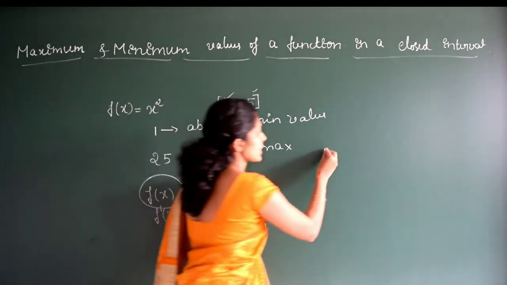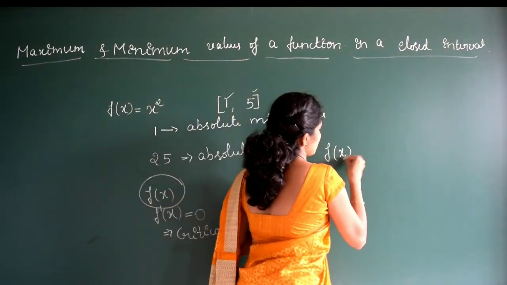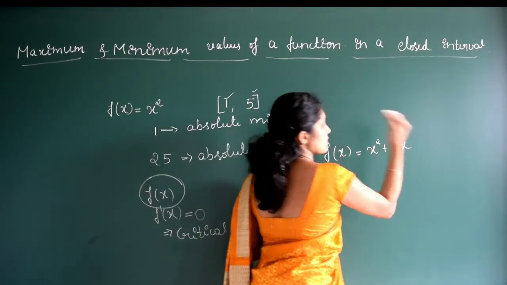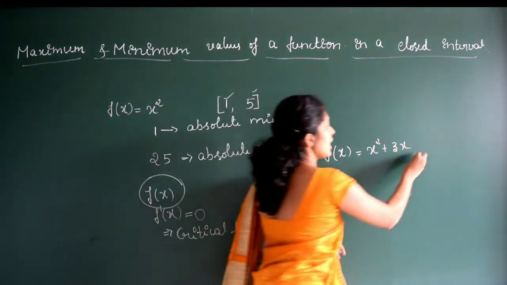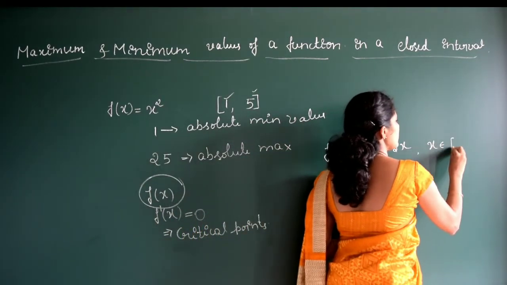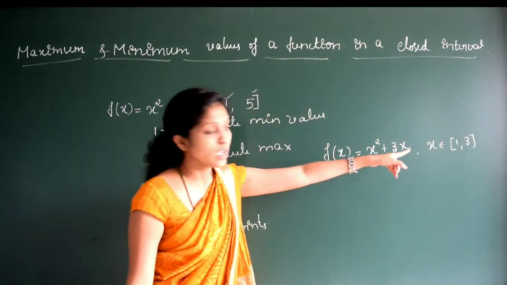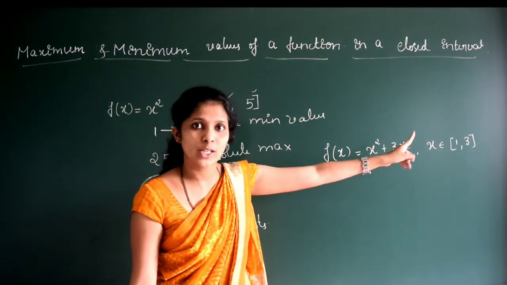For example, let me discuss one problem. f of x is equal to x square plus 3x, and the value of x belongs to, let us consider, 1 to 3. See, this is important: it is defined on the closed interval. x belongs to 1 to 3.